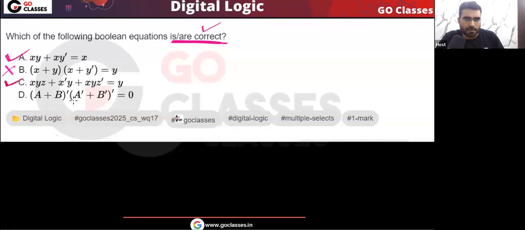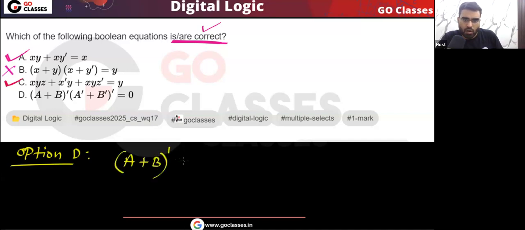What about option D? A or B whole bar, A bar, B bar equal to 0. Okay, let's see option D. Let me check here. Option D is saying A or B whole bar, and A bar or B bar whole bar. This is what option D is saying.